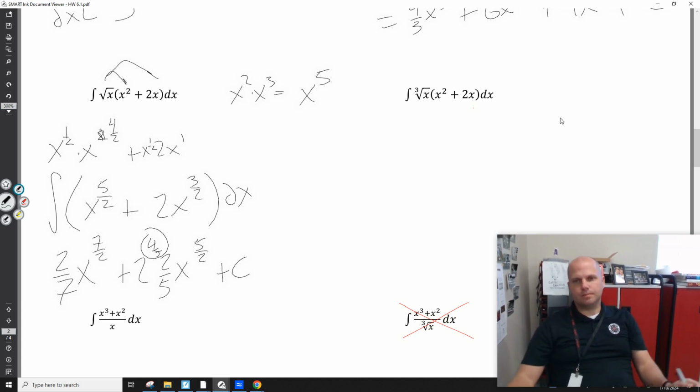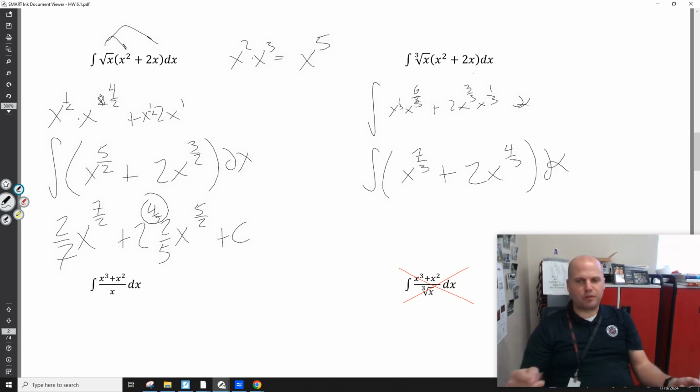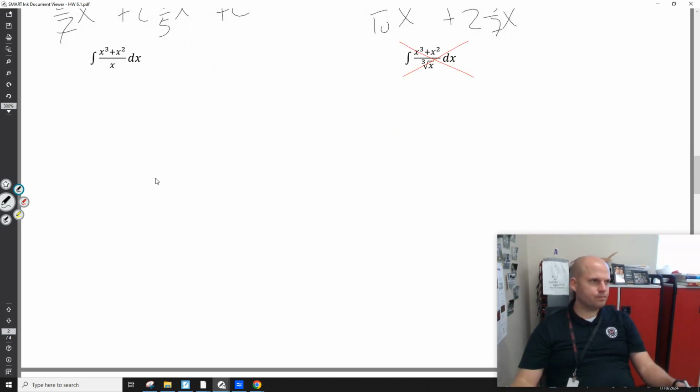Same thing here. What's x to the 1/3 times x squared? What's 2x times x to the 1/3? Well, you add. This is 6/3. This is 3/3. That means this is x to the 7/3. This is x to the 4/3. You've simplified. Now take the antiderivative. No constants, so just add 1, multiply by the reciprocal. Add 1, multiply by the reciprocal, combine the constant. 6/7. I'm not going to do it.